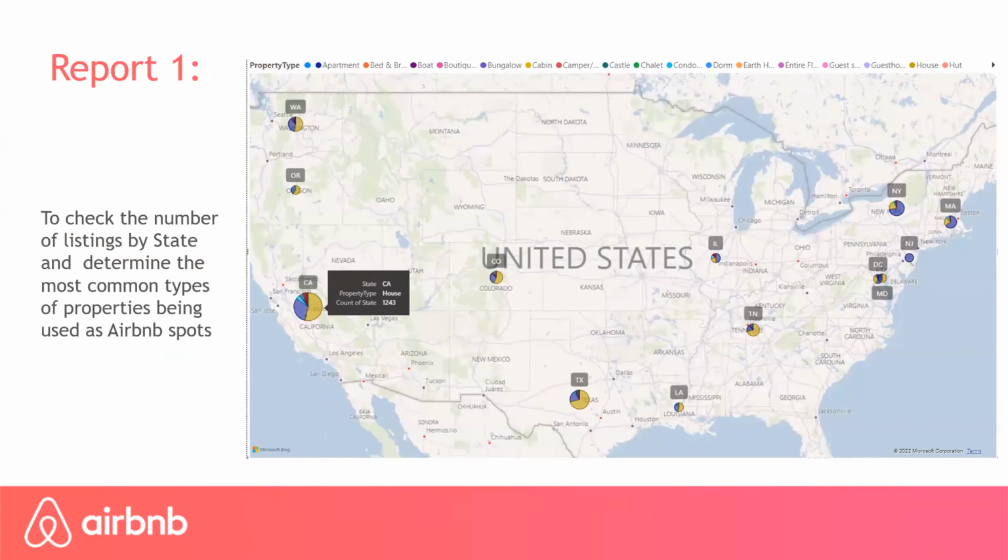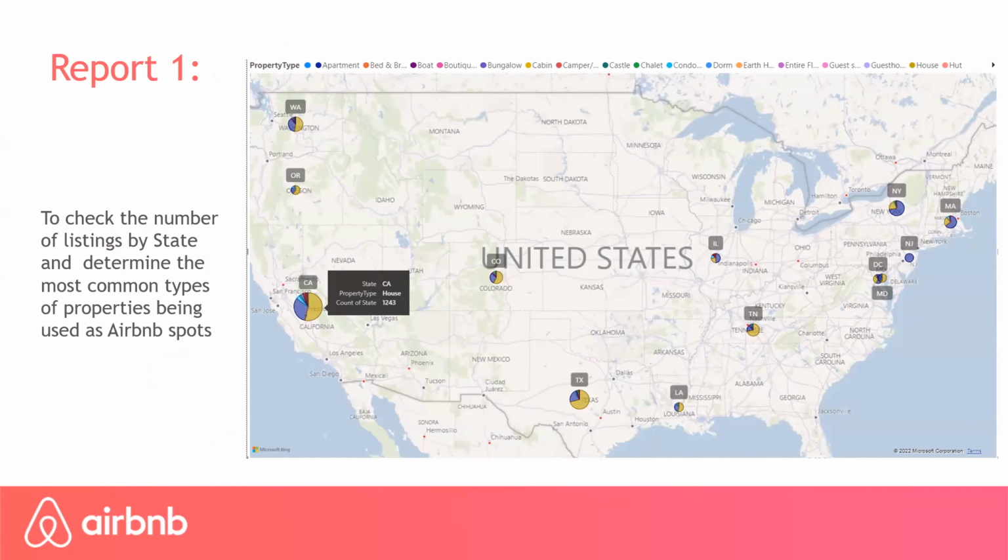Our first report is a map visualization that shows the number of Airbnb listings filtered by location in the United States. We have also displayed the most common property types in each state in the form of a pie chart inside the map visualization. For example, in California, the most common property type is a house.